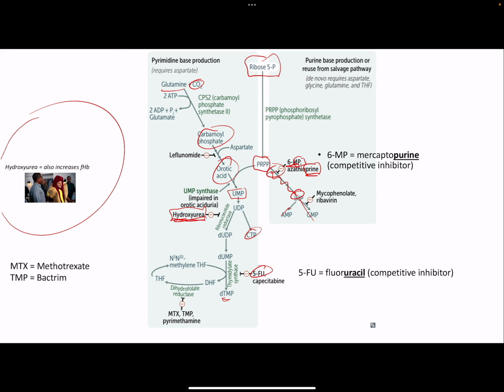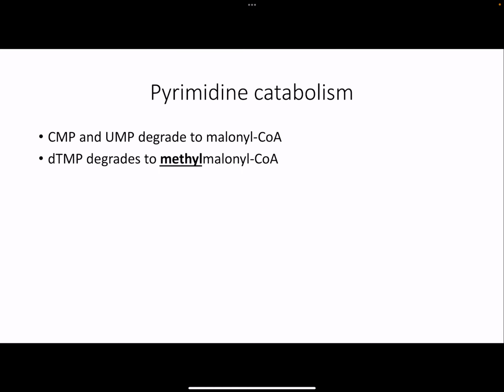5-fluorouracil, again, you should just think about the name. The name uracil, is it going to affect anywhere on the purine side? No, it's going to specifically affect the pyrimidine side. It's probably going to act as a competitive inhibitor. It competes and inhibits thymidylate synthase, which again is interacting with 5,10 methylene THF. Methotrexate, we said, is a competitive inhibitor here. TMP, which is a component of Bactrim, is going to also inhibit this.